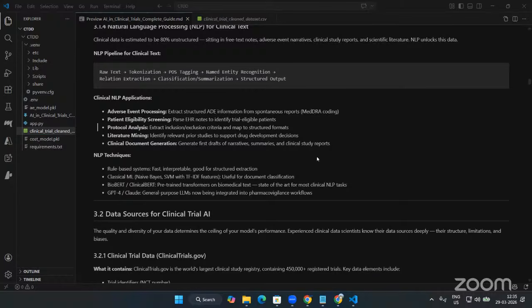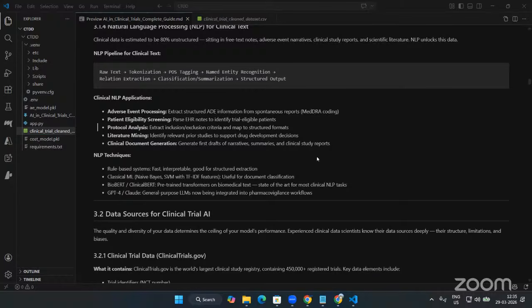Then part of speech tagging, like in English. Then named entity recognition: clinical names, diseases, procedures, diagnostics, equipment. They have names, so named entity recognition helps us identify these medical terminologies. Then relation extraction: how one entity is related to another. Then classification or summarization.